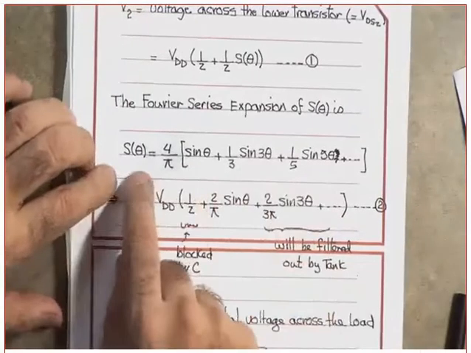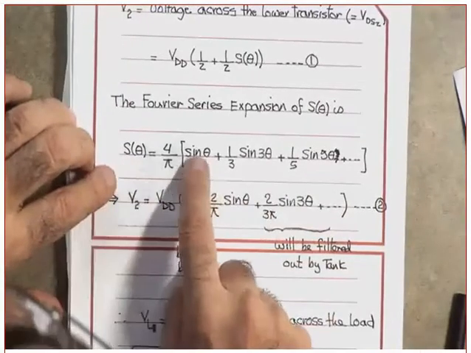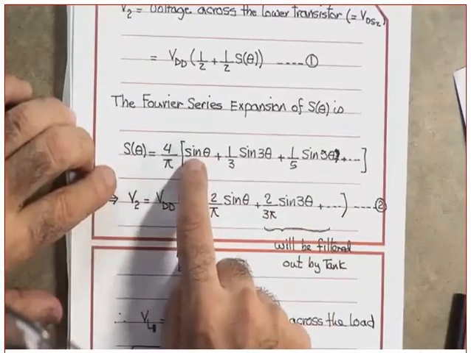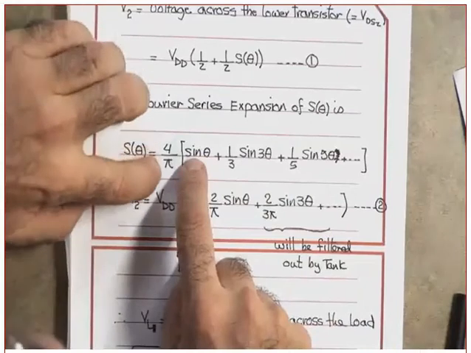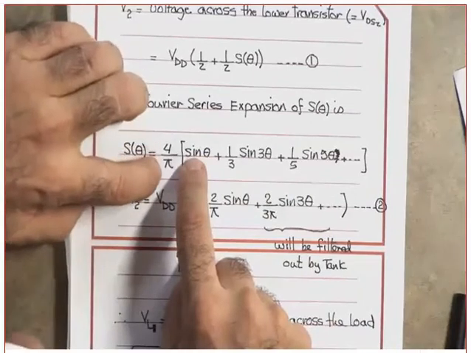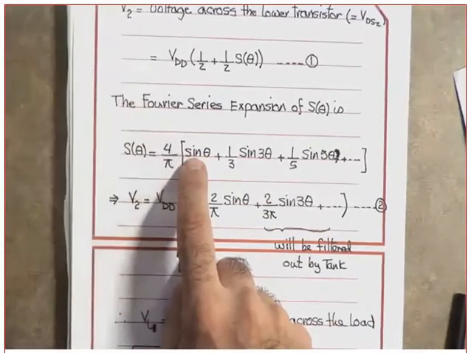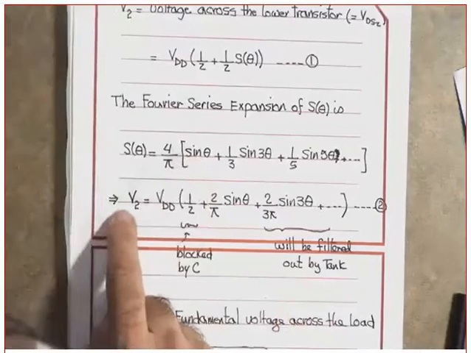So what is the VDD? You notice, by the way, the fundamental? The fundamental is greater than what? 1. Yes or no? Keep that in mind. That's the whole idea. What is V2?